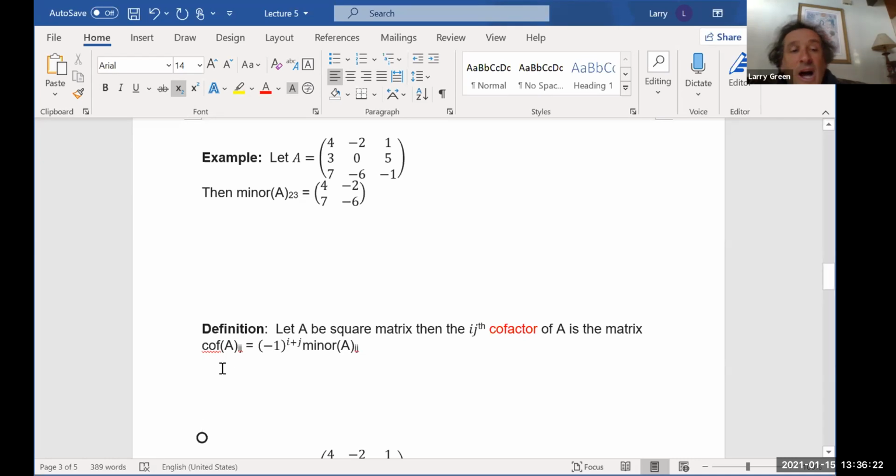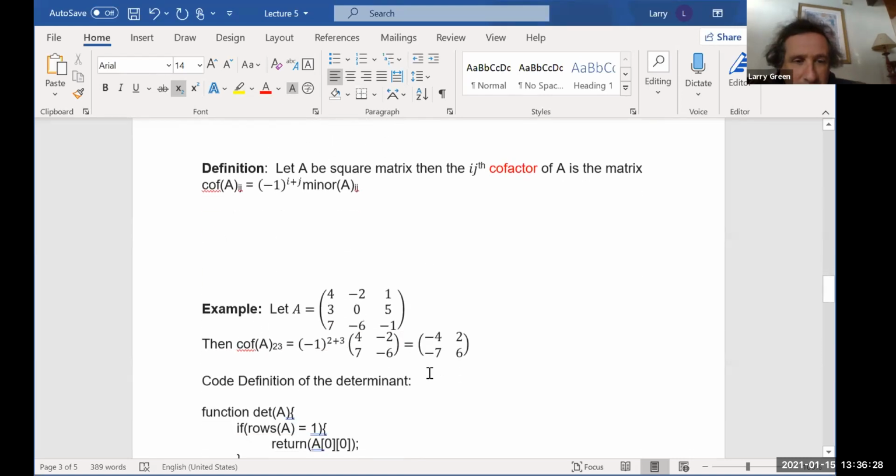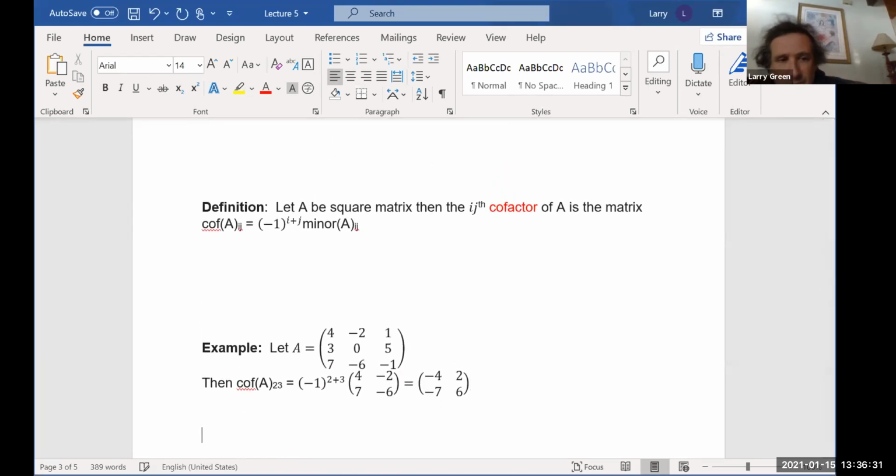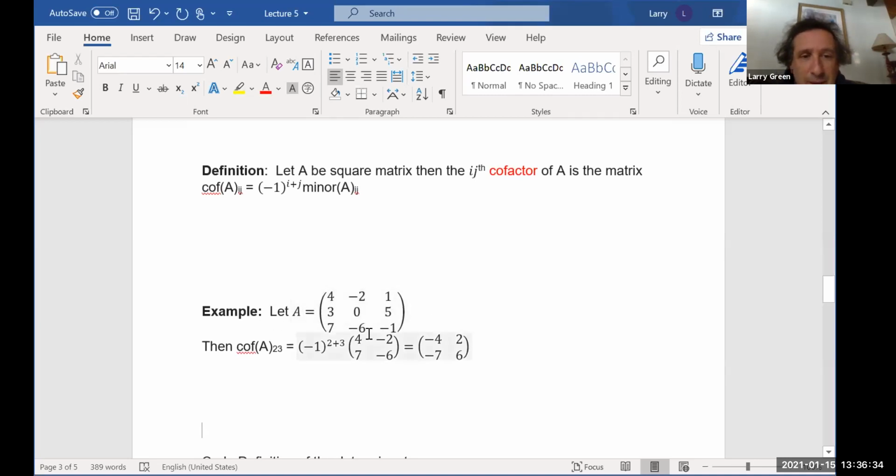Okay, but you need to have a formal definition of how to do that. All right, so here's an example. Let's suppose we have the same A. I'll just work with the same matrix because there's nothing special about this matrix, by the way. I just randomly grabbed a bunch of numbers, basically. Then if you wanted, instead of the minor, the cofactor, the 2,3 cofactor of A, you're going to take -1 to the 2 plus 3 times the 2,3 minor of A, which was the 4, -2, 7, -6.